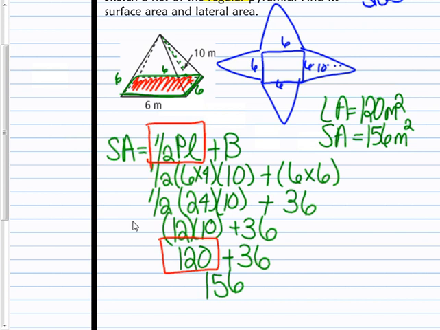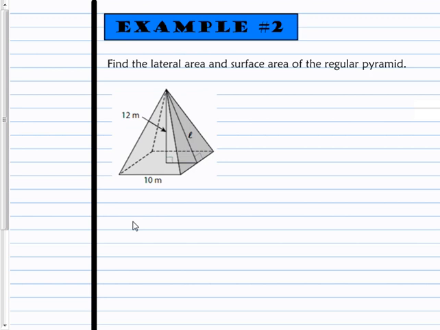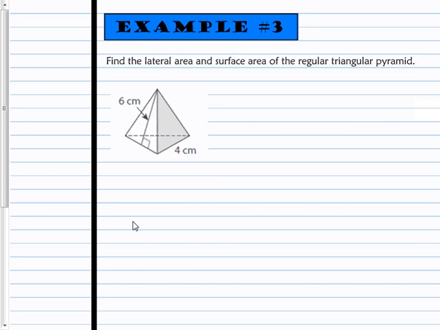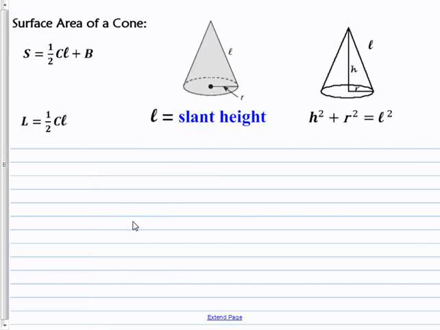Okay? If you want to try to find example 2 or 3 on your own, that'd be great practice, but we will do those in class. And now I want to go to surface area of a cone on the back.